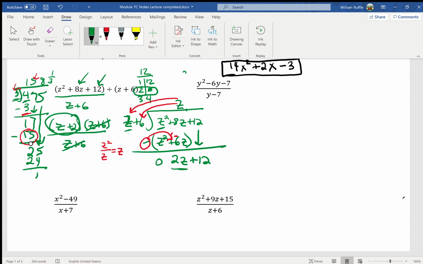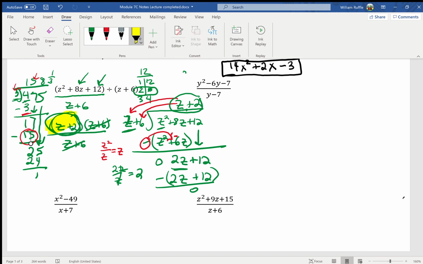So now here I look at the 2z and the z. So I put 2z over z. The z's cancel, I'm left with 2. So I write plus 2 up there. Then I do the same thing. 2 times z is 2z. 2 times 6 is 12. I subtract both of those and I get 0. So my answer is z plus 2 here, and it's also z plus 2 there. I can just quickly highlight those two answers. They are the same. Okay.